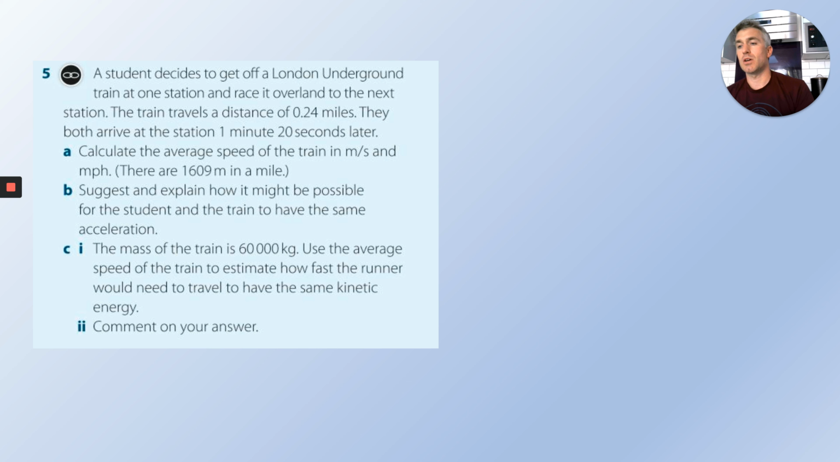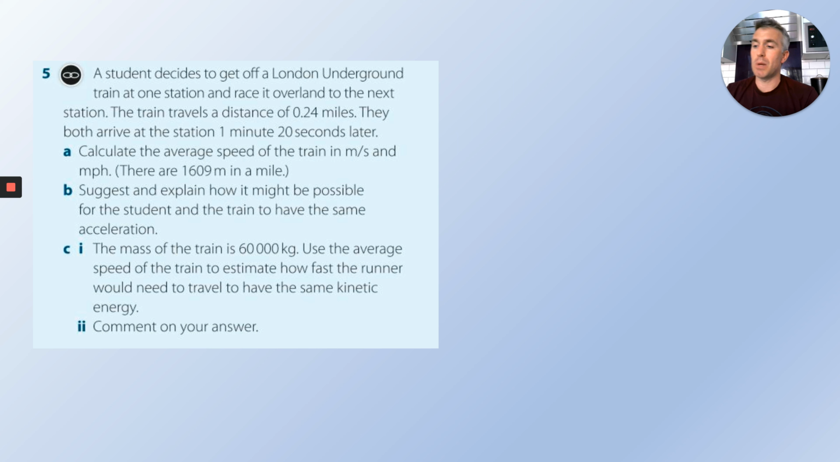A student decides to get off a London Underground train at one station and race it overland to the next station. The train travels a distance of 0.24 miles. They both arrive at the station 1 minute, 20 seconds later. Calculate the average speed of the train in meters per second and in miles per hour. Tricky. There are 1,609 meters in a mile.